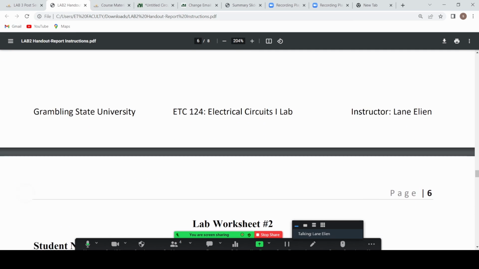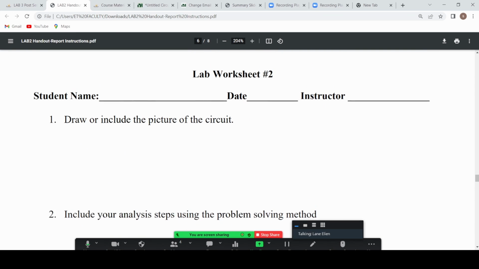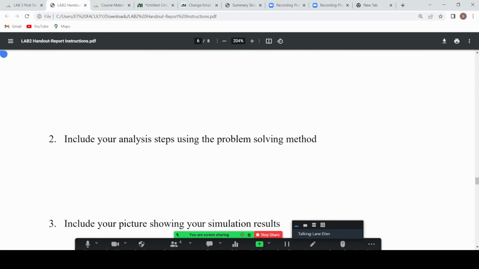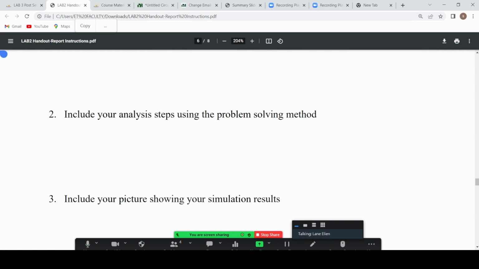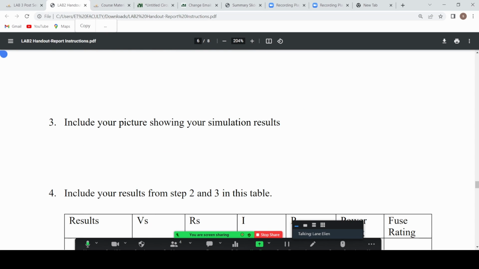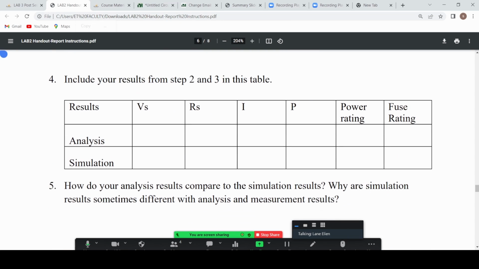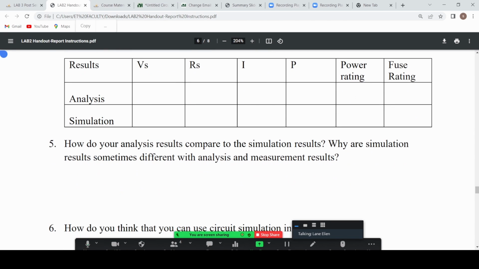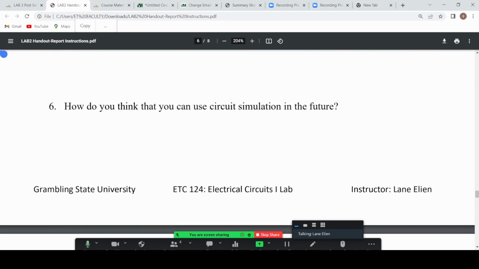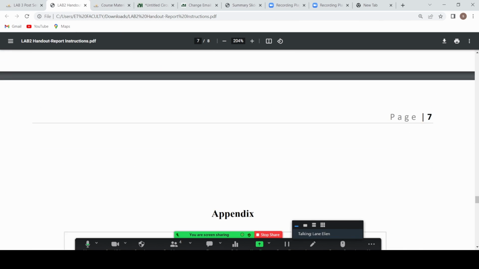All right, very simple. So at this time, this is what the lab worksheet looks like. It says here, draw a picture of your circuit, include the analysis steps. So you put your analysis here, include the picture of your simulation results, picture goes there. Include your results, so you're going to copy your results into this table. Then you're going to answer the questions. How do your simulation results and your analysis results compare? What do you think about using simulation in the future?